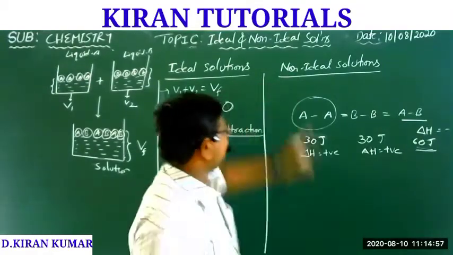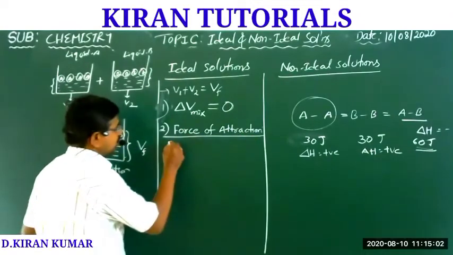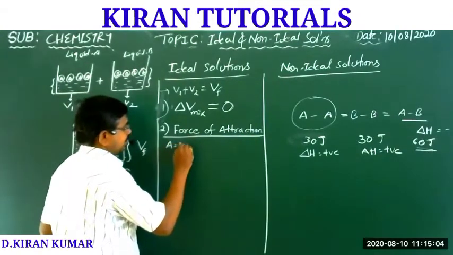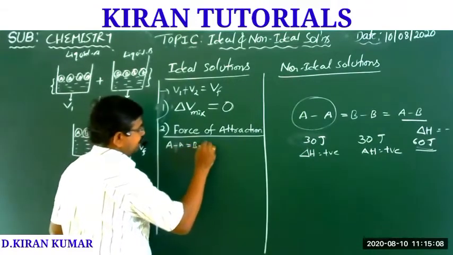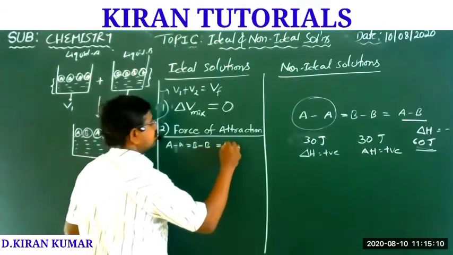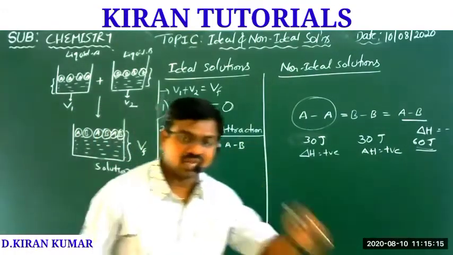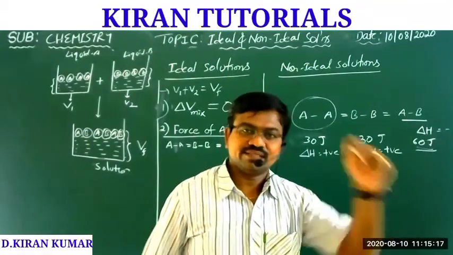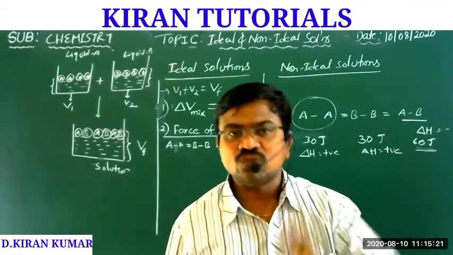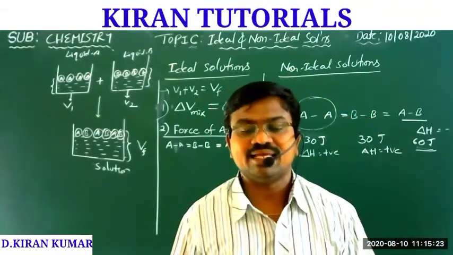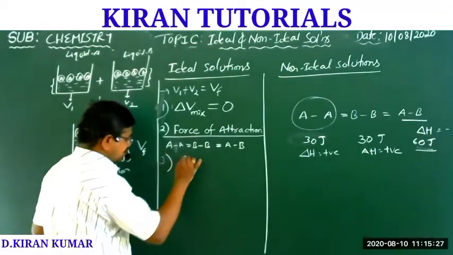So for an ideal solution, the force of attraction of the A-A bond is equal to the A-B bond. The forces of attraction are equal in an ideal solution. If the forces of attraction are equal, then that solution is called an ideal solution. Then the third one, you can write based on this.